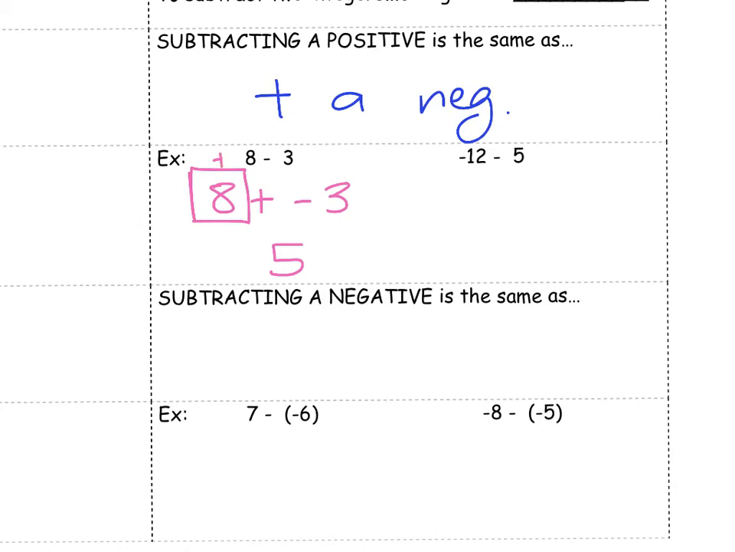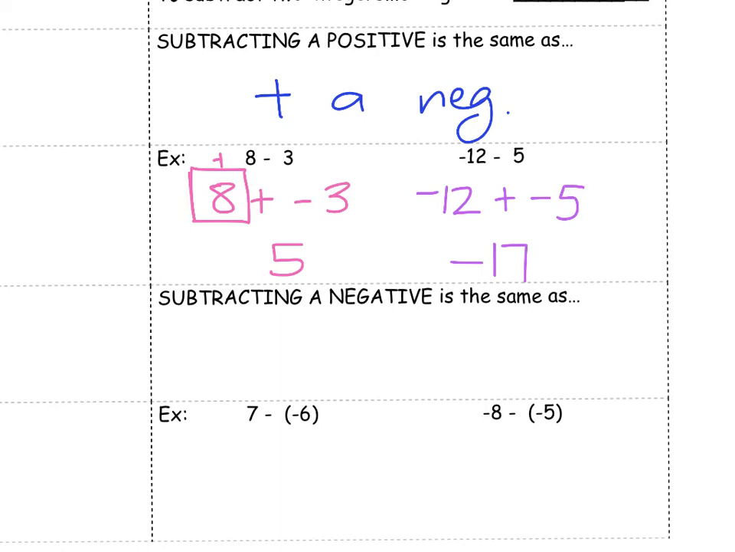I can do the same with the other problem. Negative 12 minus 5. I can think of it as negative 12 plus negative 5. Adding that negative or adding the opposite. Now, I made it into an addition problem, which is easier to think about. I'm adding two numbers with both the same sign, so we add the numbers. 12 and 5 make 17. They're both negative, so my answer is negative.